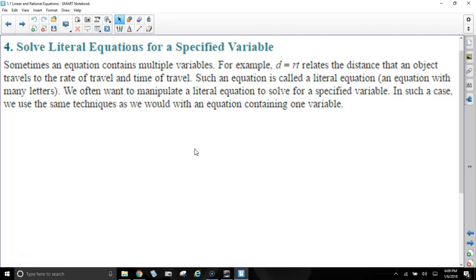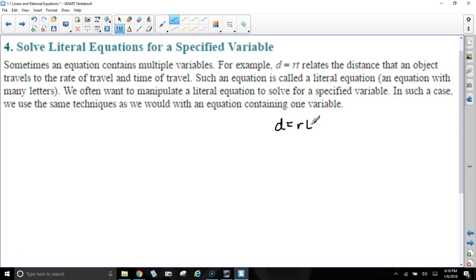The next objective in this section is to be able to solve literal equations for a specified variable. Another name for a literal equation is a formula. So basically we want to be able to manipulate formulas such as this one, distance equals rate times time, for uniform motion problems.